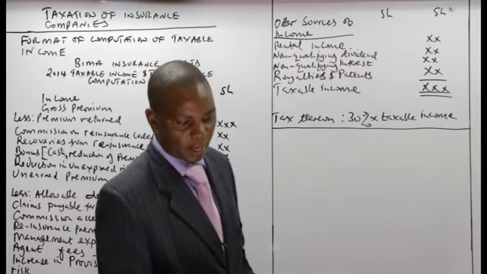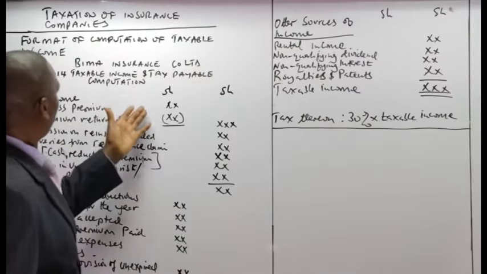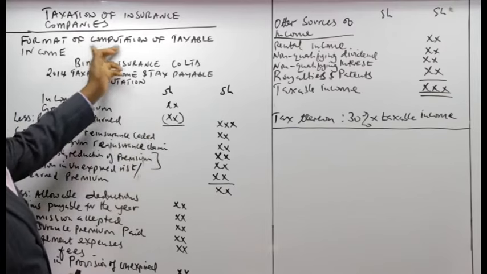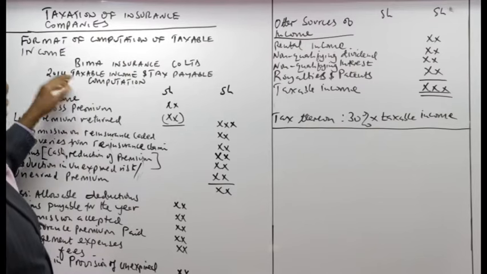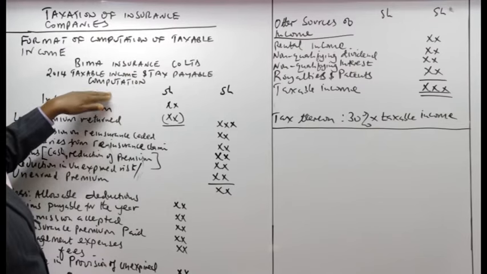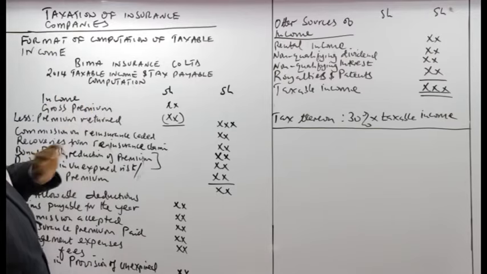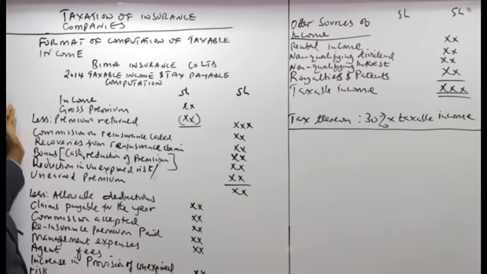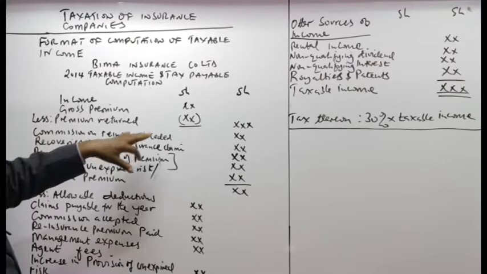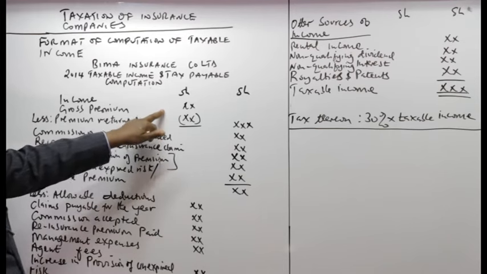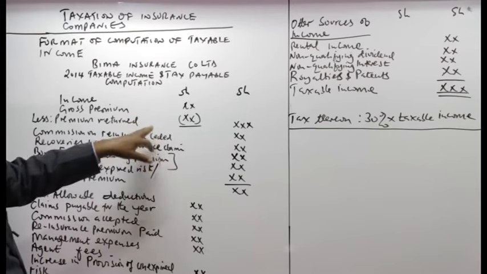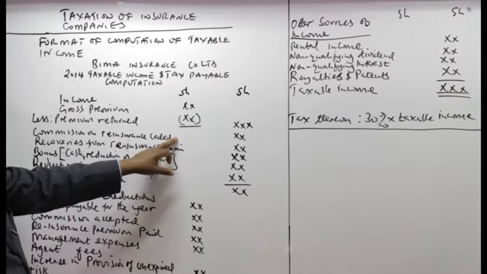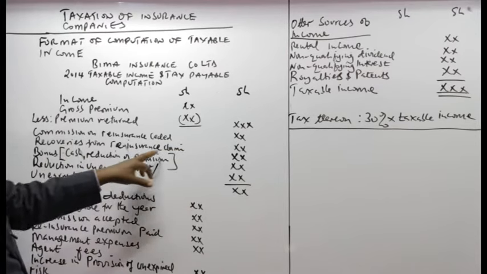under consideration. Now, going to this format here, we have the general format of computation of the taxable income. I've taken an insurance company called Bima Insurance Company Limited and the 2014 taxable income computation. As far as the incomes are concerned, I have already mentioned that the incomes basically will include the gross premiums. Then we have the commission ceded. That is the commission on the insurance ceded. We have the recoveries from the insurance claim.